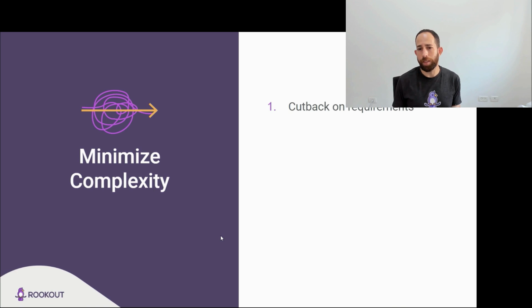You can start by cutting back on requirements. Every requirement we add, whether it's a functional requirement, such as supporting a new flow, or a non-functional requirement, such as higher availability or more security, makes a system potentially more complex. Second, hire the best developers. By having superior developers, they will be able to find simpler solutions to the same problems.